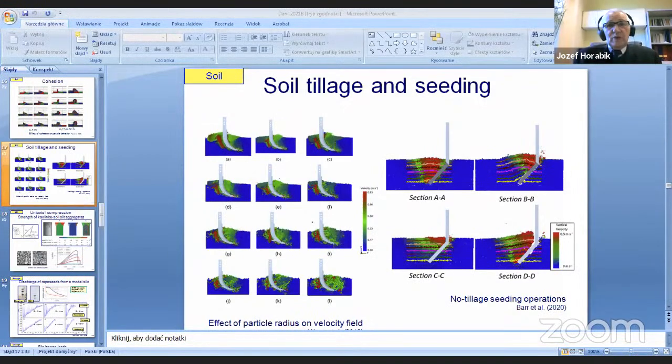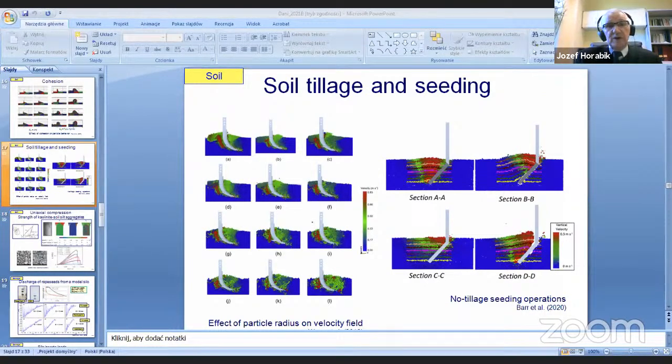But anyway, I'd like to shift to the problems of soil tillage. In the case of soil tillage, the size of particles assumed in DEM simulation influences the quality of reproducing real processes. So the smaller the size, the better the approximation. We can see images of simulation for small size particles and larger size particles. But smaller size means many more particles are needed for simulation, so it is very time consuming.